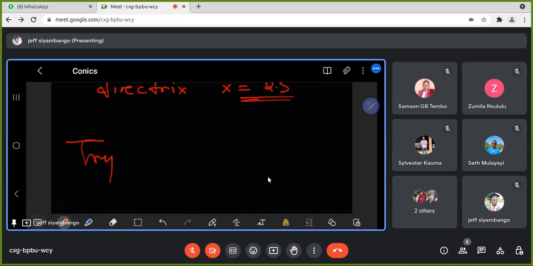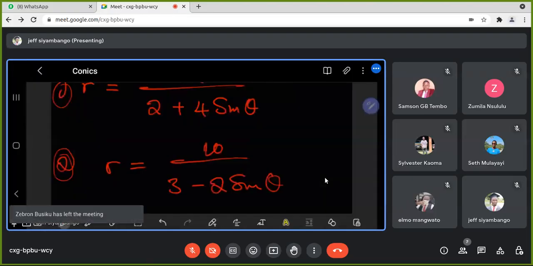And the second one is going to be R equals 10 over 3 minus 2, let's say, sine theta as well. So when these questions come in the test or exam, this is how they bring them. Find the eccentricity, identify the conic section, give the equation of the directrix, and sketch the conic section. So this is what I'll leave you guys to try out. Okay, so any questions up to this point?